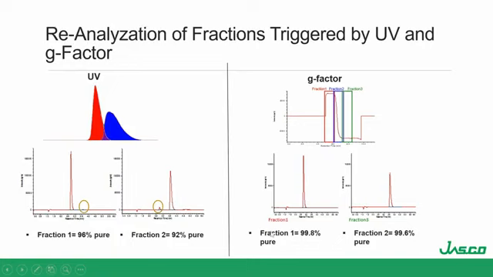But then we went ahead and applied the G factor, and we changed our cuts to fit the optically pure areas, and wound up with fraction 1 at 99.8% and fraction 2 at 99.6% without sacrificing much recovery.